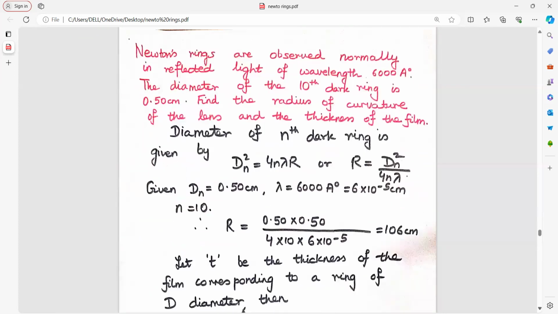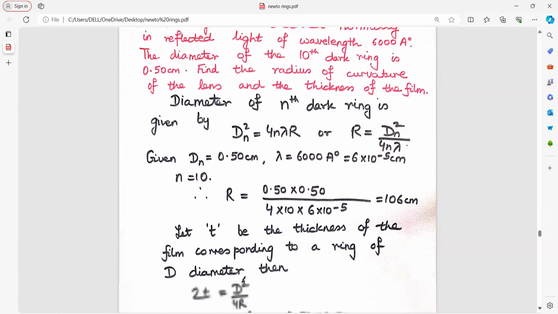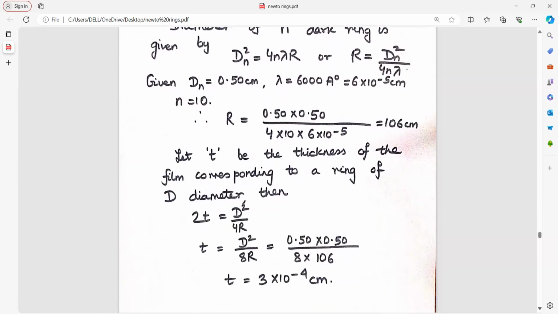Newton's rings are observed normally in reflected light of wavelength 6000 angstrom. Find the radius of curvature of the lens and the thickness of the film. See, for dark ring, Dn square is equal to 4n lambda R, or R is Dn square upon 4n lambda. Put these values, n equal to 10 for the 10th dark ring, and you get the answer. For thickness of the film corresponding to a ring of diameter D, 2t is equal to D square upon 4R.